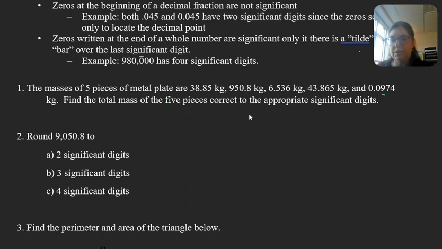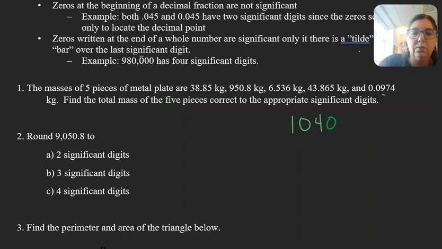38.85 plus 950.8, 6.536, and 43.865, and 0.0974. So those numbers add up to 1040.1484.